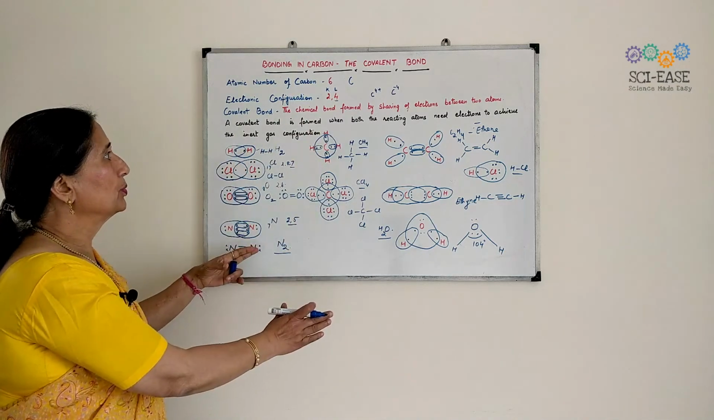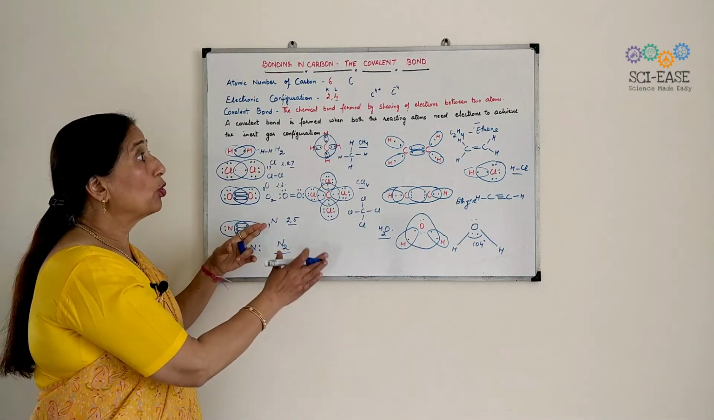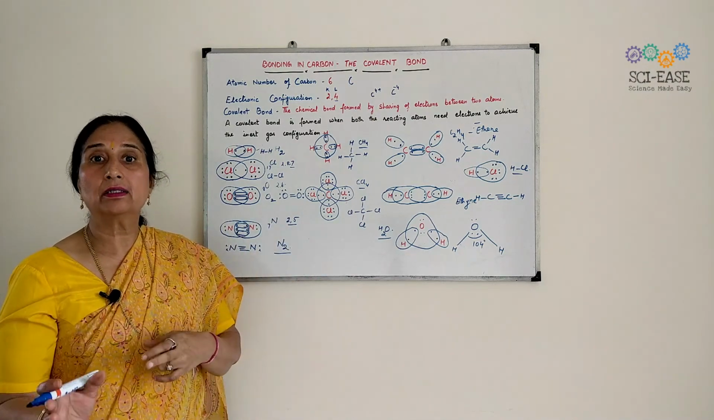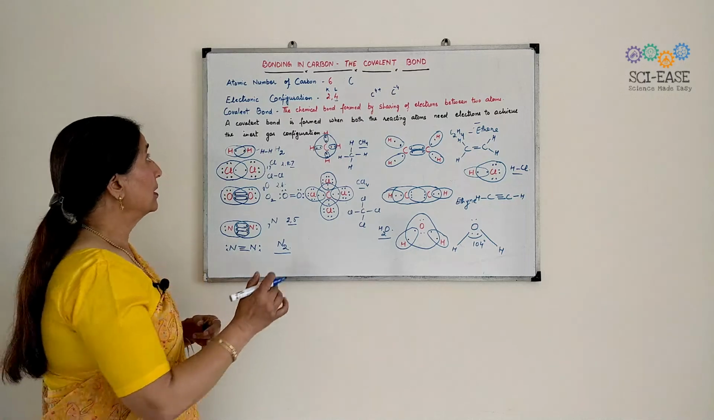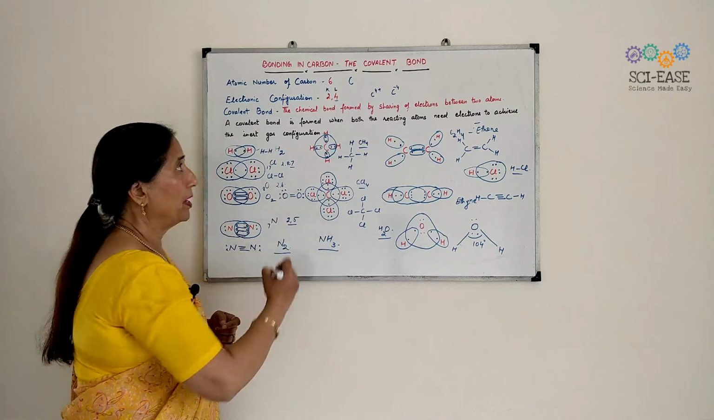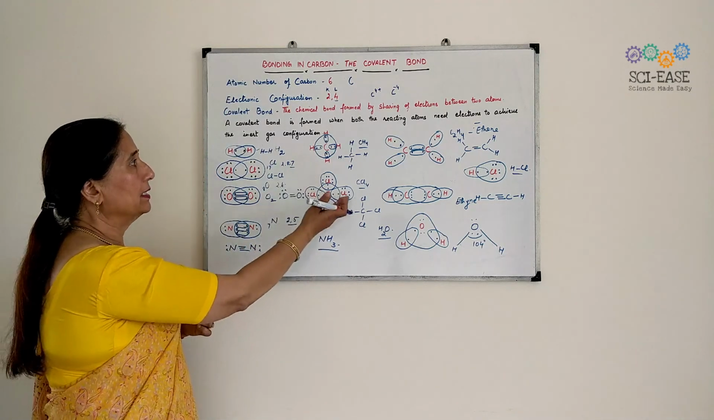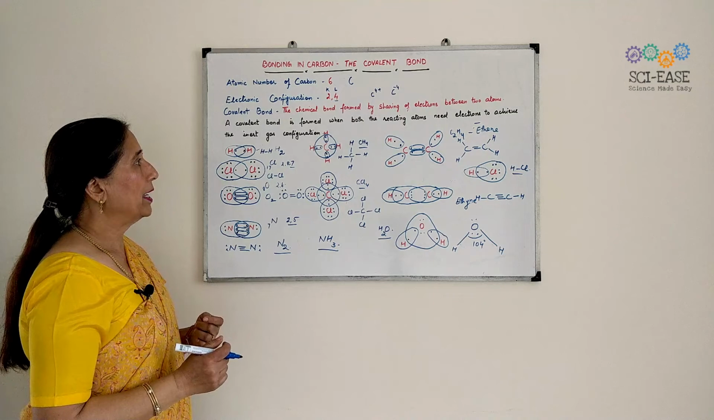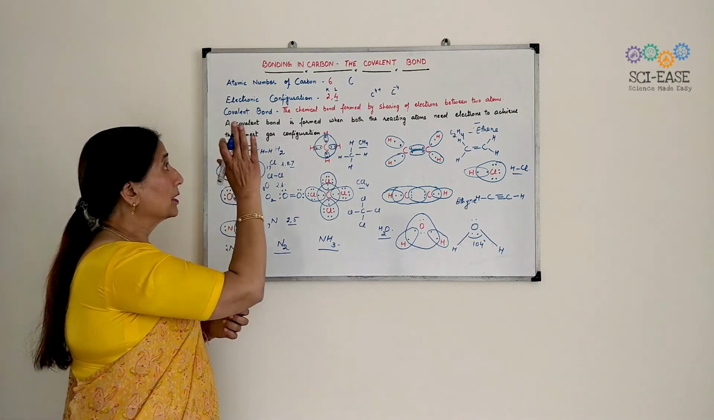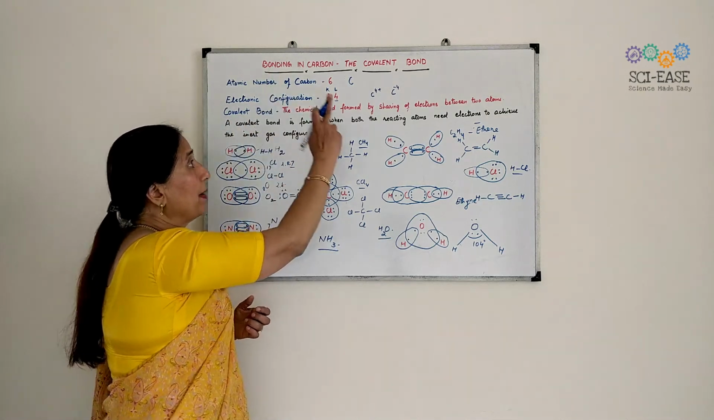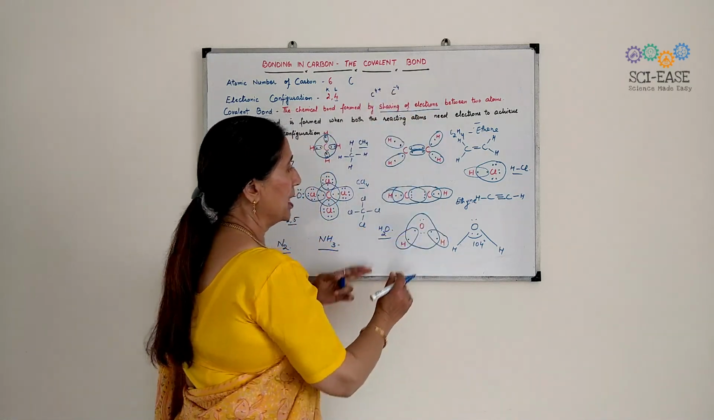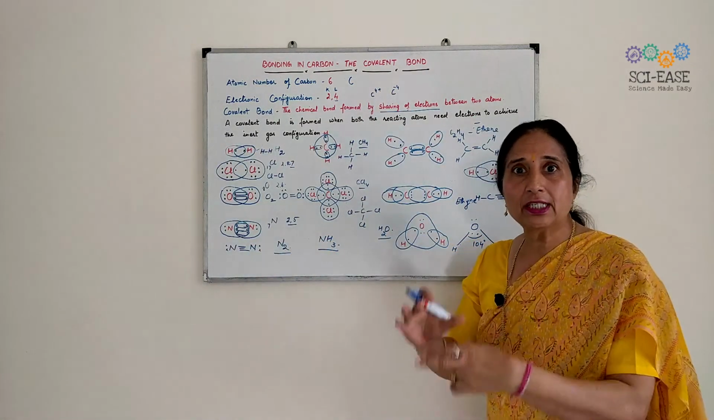So I have told you about the covalent bond in case of carbon as well as in other compounds. So these are all the examples. Ammonia is also a covalent compound. You can represent it like this by putting dots or by putting crosses around them. So what is a covalent bond? The chemical bond formed by sharing of electrons. Here the electrons are being shared.